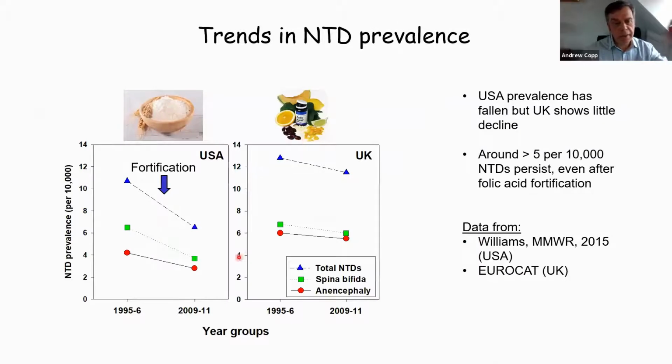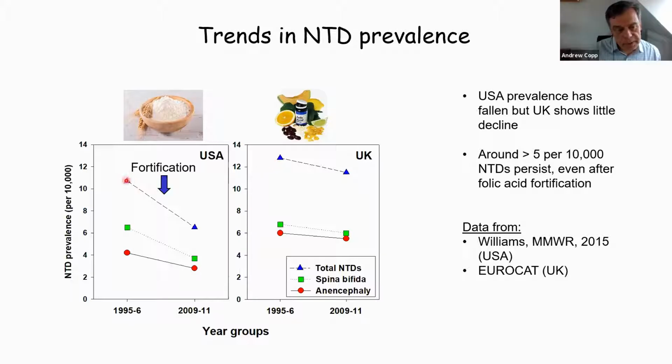So the effect of this, if we compare the prevalence of neural tube defects in the United States and in the UK between two periods in the 1990s and the following decade, and fortification began between these two time points, is that there has been a dramatic, significant reduction in the prevalence of neural tube defects overall, both spina bifida and anencephaly in the United States. And the same is true in Canada and Southern American countries and so on. At the same time, there's been relatively little change in the prevalence in the UK.